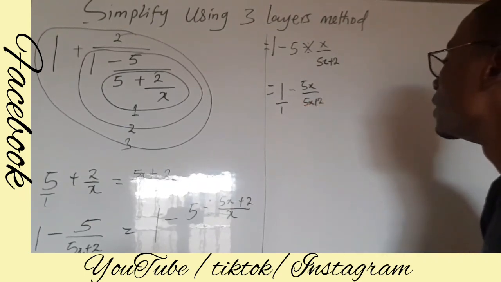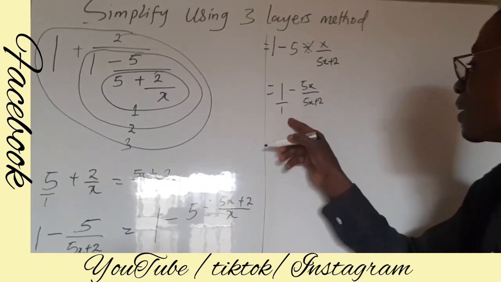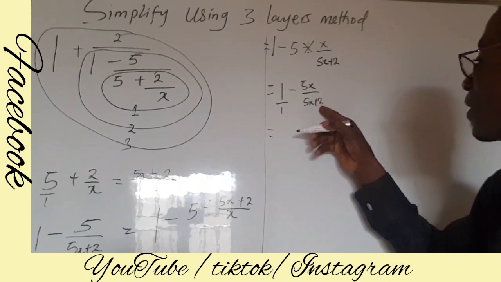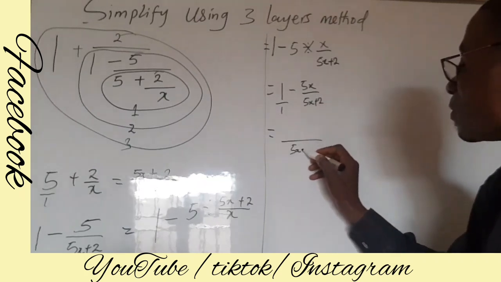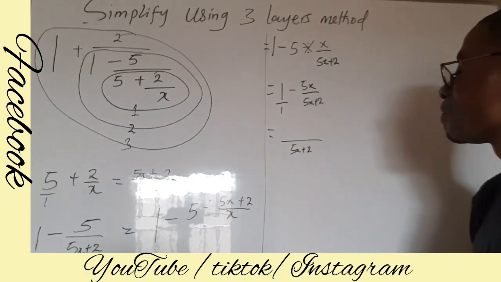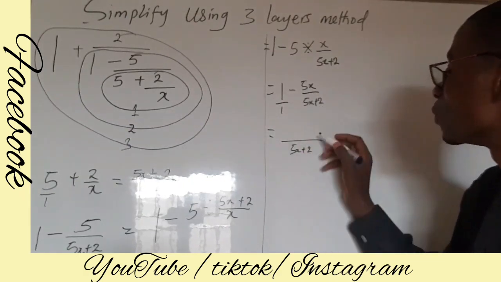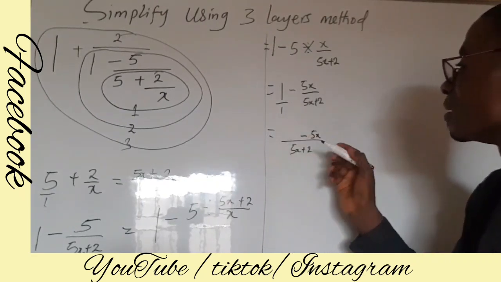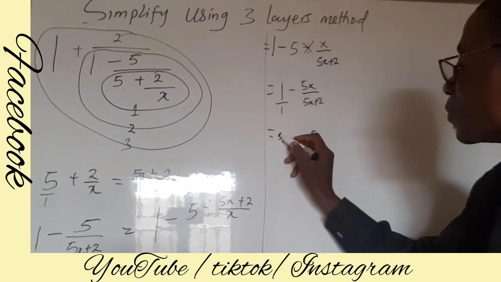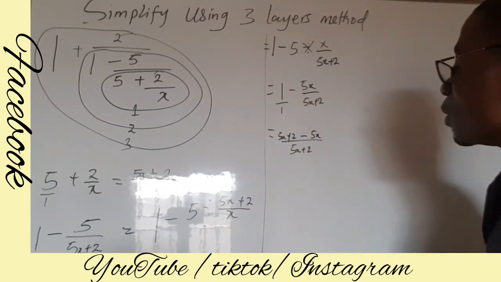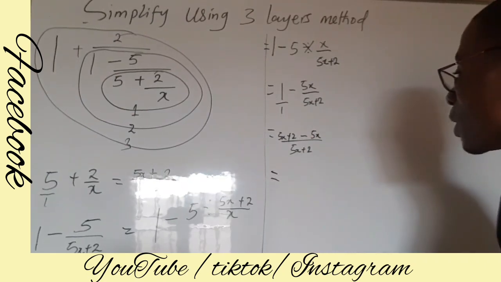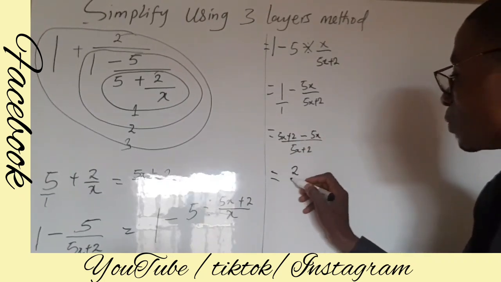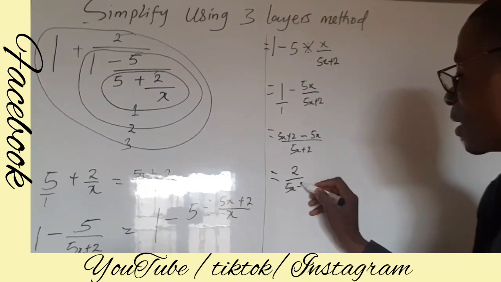Then we now look for the LCM. LCM of 1 and 5x plus 2 is 5x plus 2. Okay, 5x plus 2 goes into 5x plus 2, you still have 5x plus 2, and 5x plus 2 goes into 1, the same number times this, you have the same thing. Now from there, collection of like terms will come. This is 5x, this is minus 5x, will become 0. So you're finally going to have 2 over 5x plus 2.